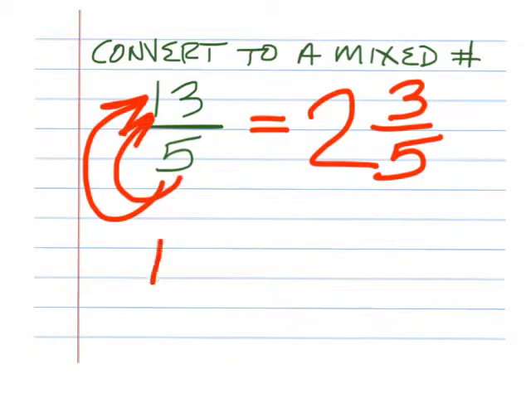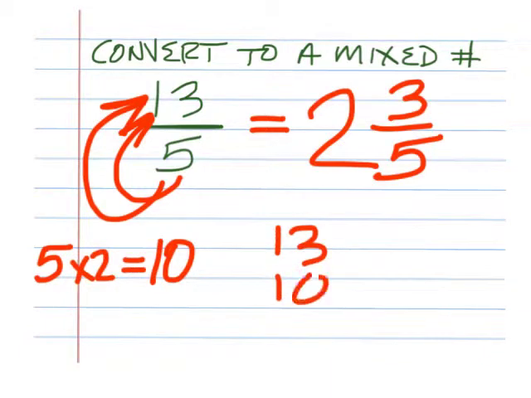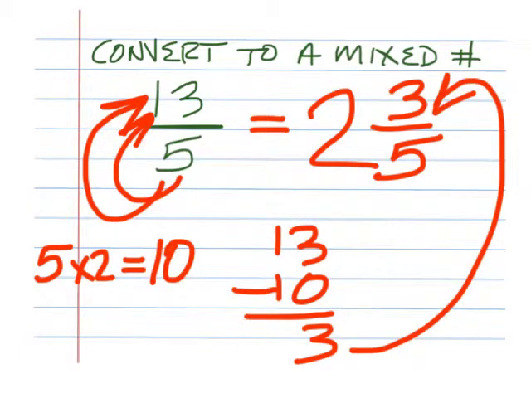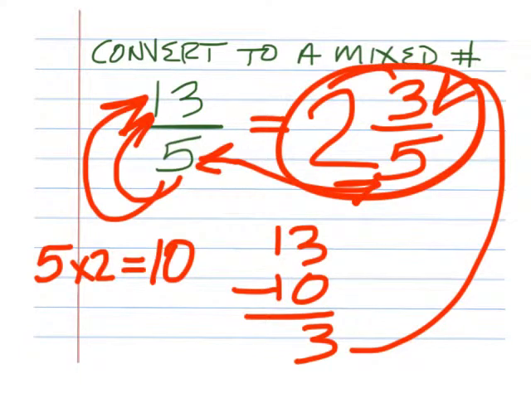5 goes into 13 twice. That would be 10, because 5 times 2 is 10. And the difference between 13 and 10 is 3, and that difference goes on top of the fraction, and you keep this same denominator. 2 3/5 would be the answer.